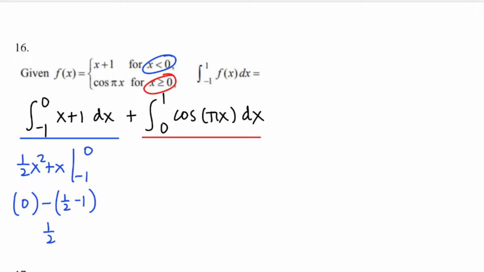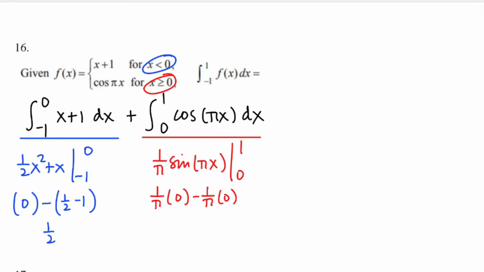Then I will look at the red integral, and an antiderivative for cosine of pi x would be sine of pi x, but I need to divide by pi to prepare for the chain rule, right? I can just divide by a constant mentally. That's no big deal. And then let x go from 0 to 1. And then I'm thinking about sine of pi and sine of 0. It's like, wait a second, both those are 0. So I'm going to have 1 over pi times 0 minus 1 over pi times 0, and that's no area. So that's kind of weird, but okay, 1/2 plus 0, that's going to be 1/2.